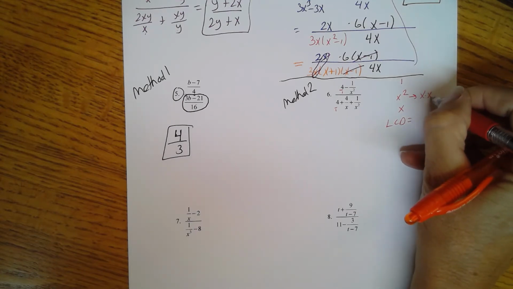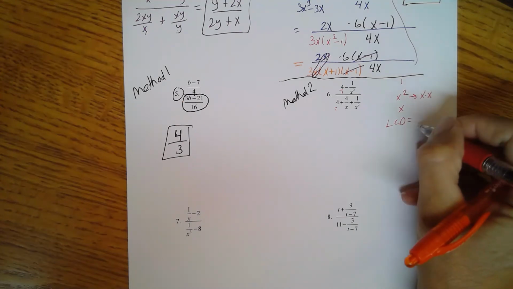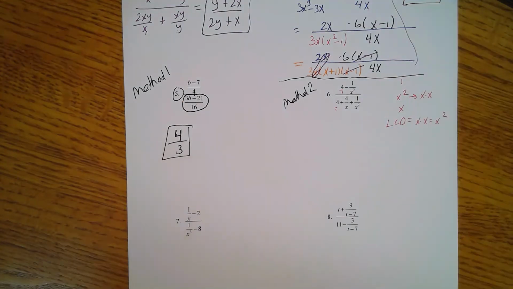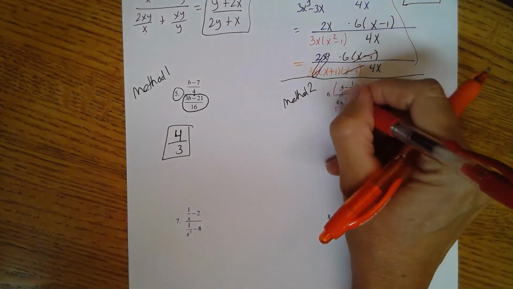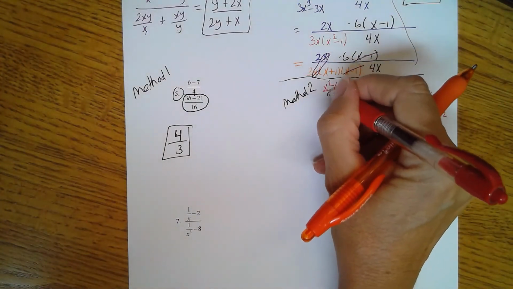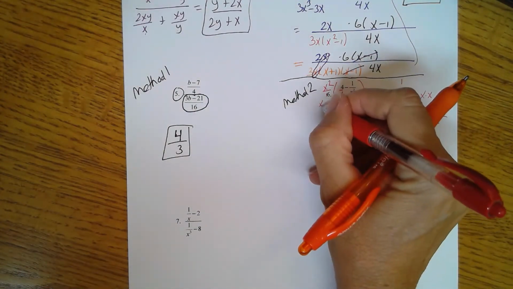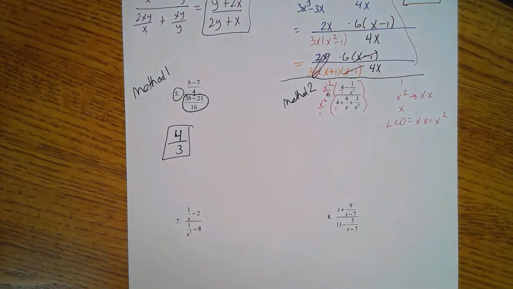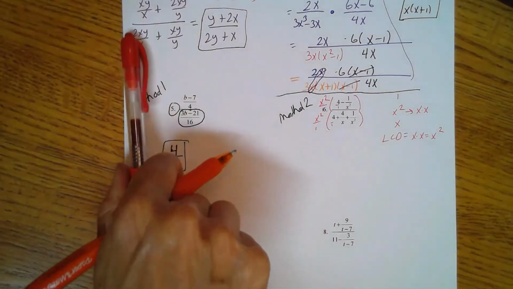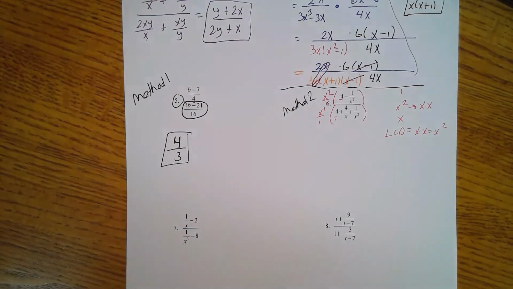Squared is really x times x. So my LCD is going to be x squared. So I'm going to multiply the whole numerator by x squared, again, that's over 1, and the whole denominator by x squared over 1. I'm going to skip showing this step in between. I'm going to go ahead and just cancel out what cancels.